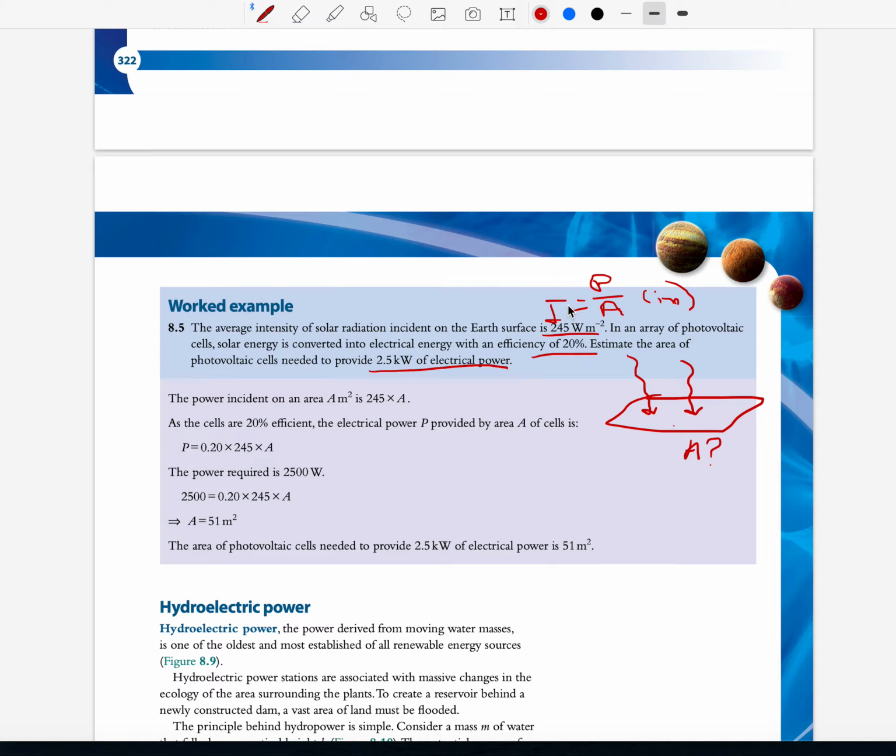Okay. The incident power is, of course, I times A. So this is what is calculated here. What is suggested here is that the incident power is whatever area I have times the incident intensity. Now, of this, 20% will be converted to electricity. So this is the 20% that I will get.